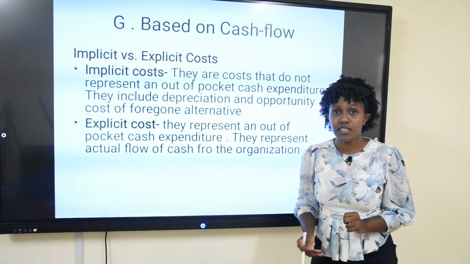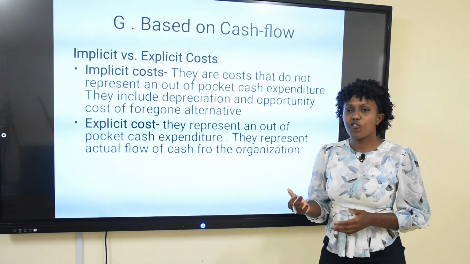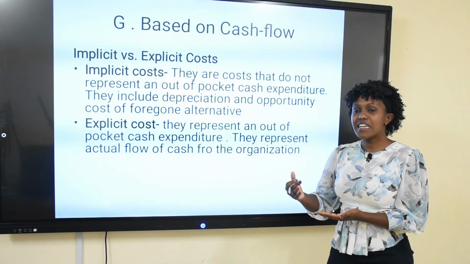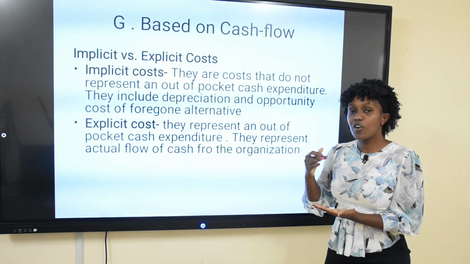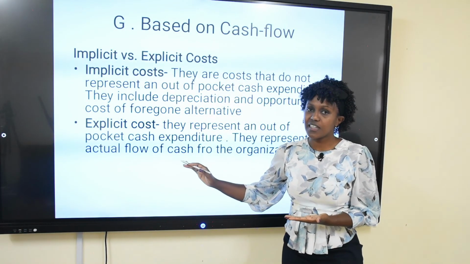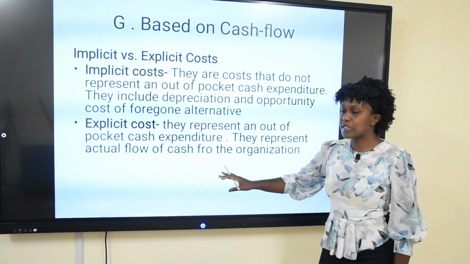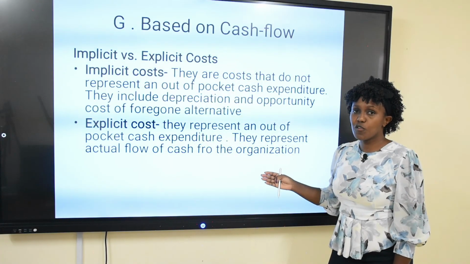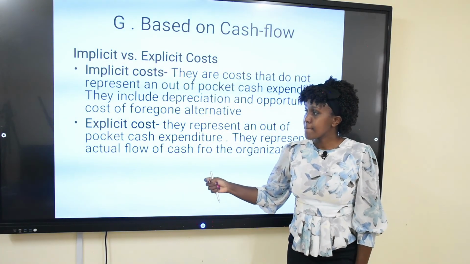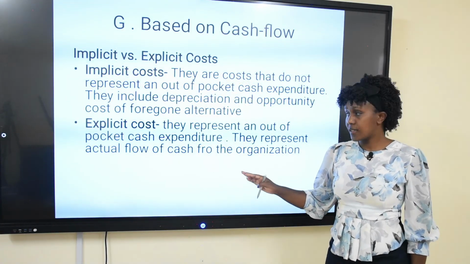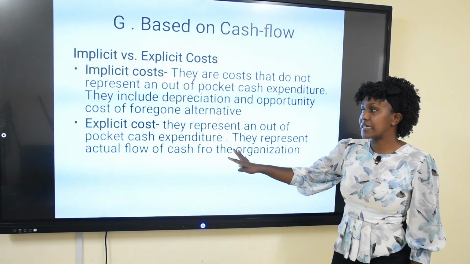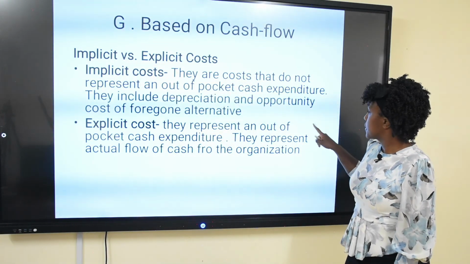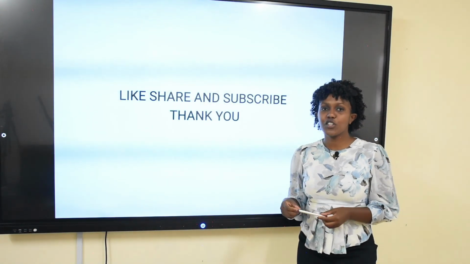Then explicit costs, these are costs that represent out-of-pocket expenditure. Money leaves the pocket. Money leaves the bank. Money leaves the office to be paid for these expenses. So majorly, most of the expenses are explicit. Expenses in an organization that represent an actual cash flow. Advertising, rent, salaries, and wages, those are explicit costs. They represent out-of-pocket expenditure. So that is it for classification of costs.